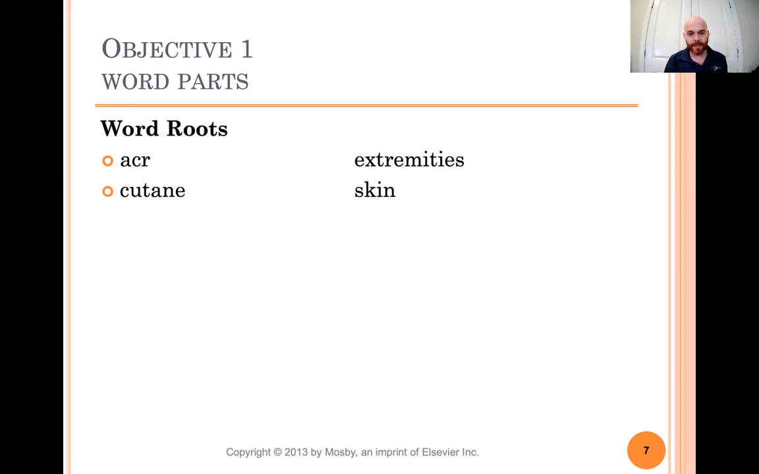Cutane means skin. Maybe you've heard the word cutaneous before. Derm also means skin, like dermatitis or dermatologist. Dermat means skin.